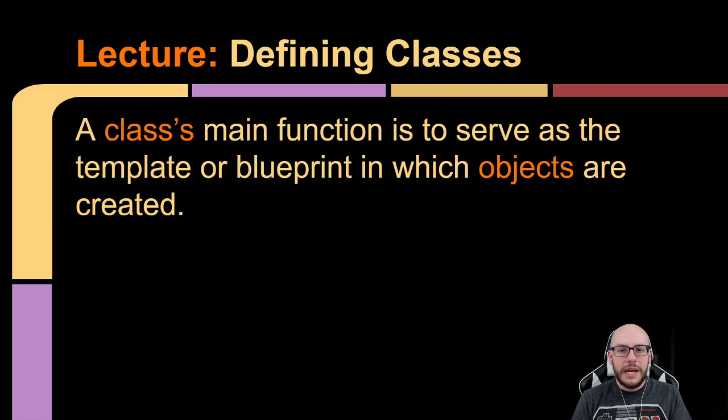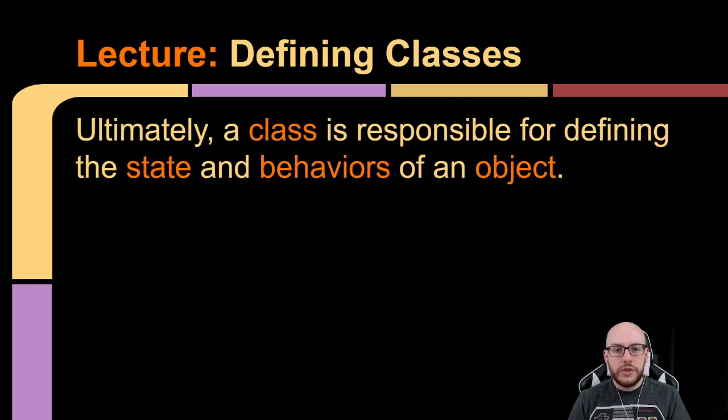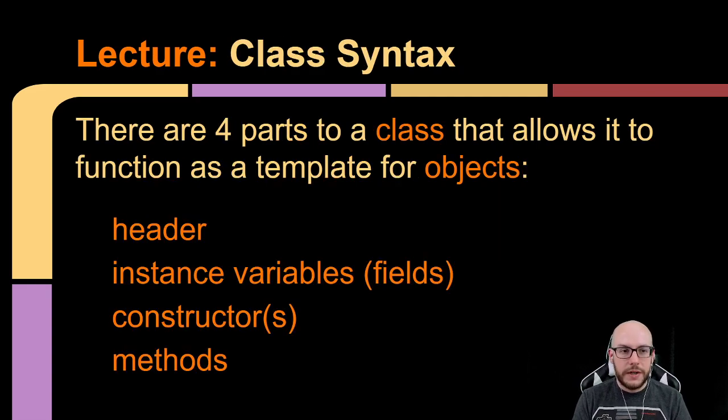A class's main function is to serve as the template or blueprint from which objects are created. Last video I gave this example talking about cookie cutters being classes and the actual cookies being objects. Ultimately, a class is responsible for defining the state and behaviors of an object.